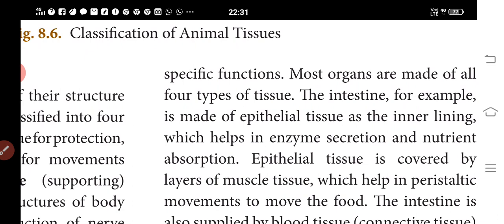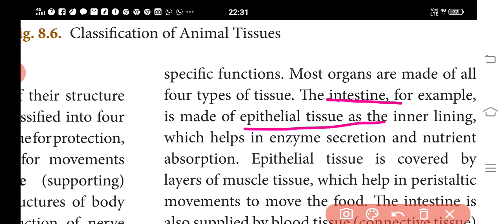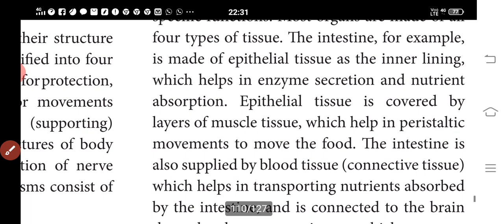That is why they are made up of these tissues. We already said there are four types of tissues. What are they? Epithelial tissue, connective tissue, muscle tissue, nerve tissue. So for example, the intestine is a part of the digestive system. The intestine is made up of epithelial tissue, which helps in the secretion of enzymes and nutrient absorption. The epithelial tissue is covered by layers of muscle tissue, which helps in peristaltic movements to move the food.